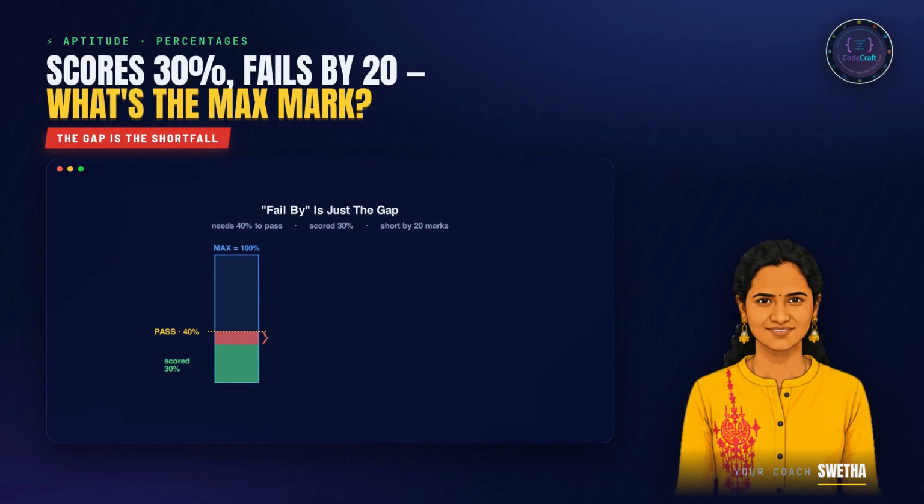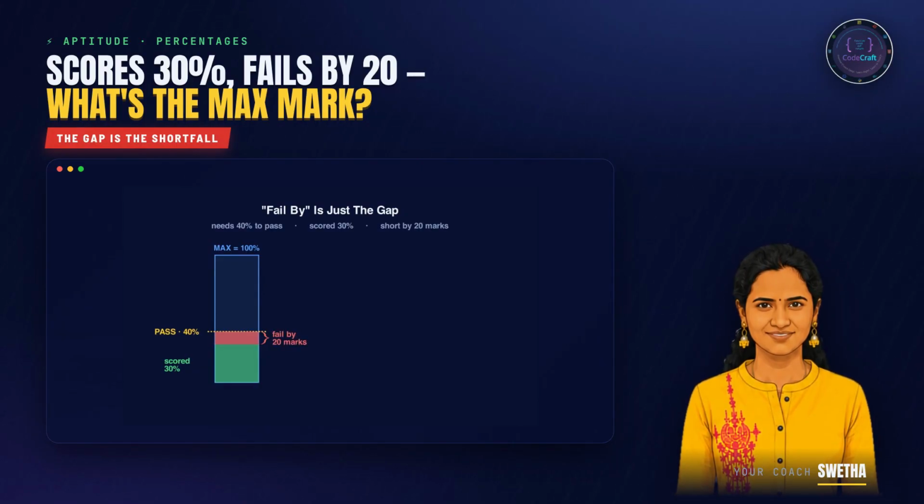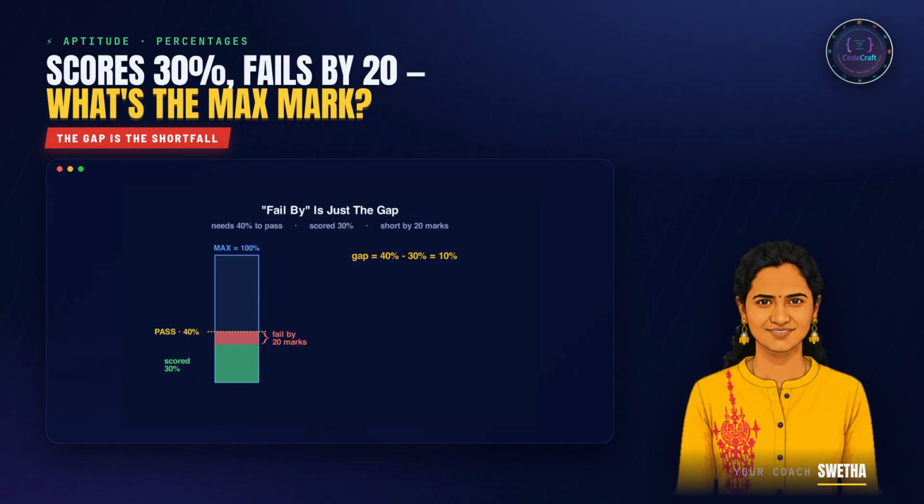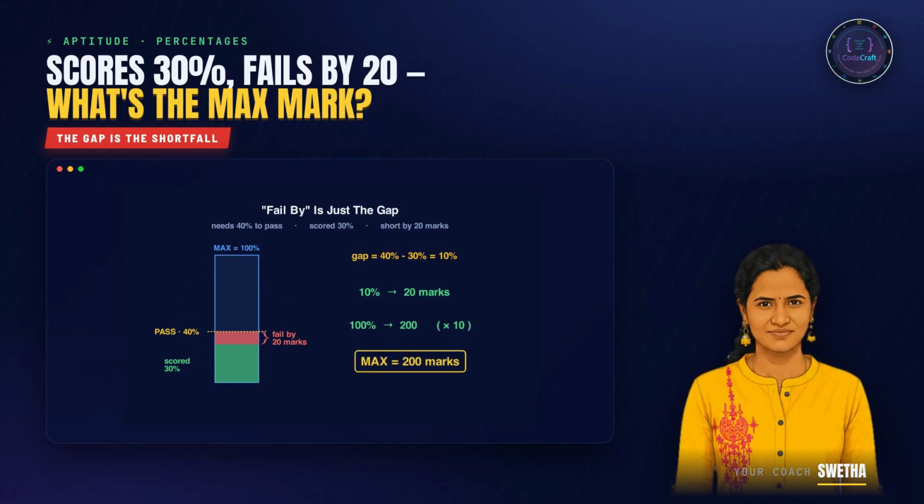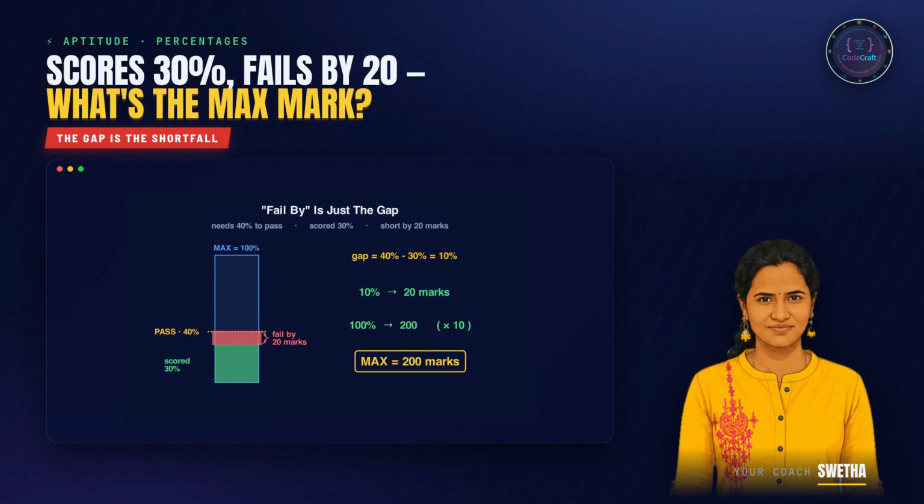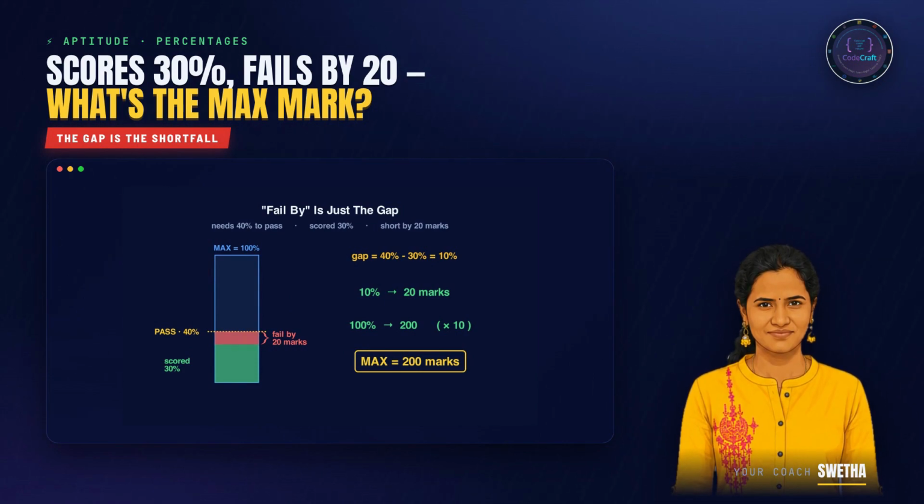That gap is exactly what she fell short by, 20 marks. And that gap is 40 minus 30, just 10% of the whole bar. So 10% of the max is 20 marks. And the whole 100% is 10 times that, 200. The max is 200 marks. No equations at all. The marks you fall short by are just a slice of the whole.